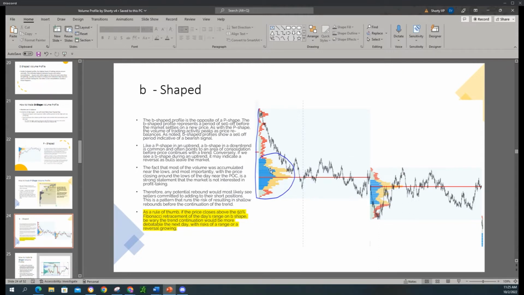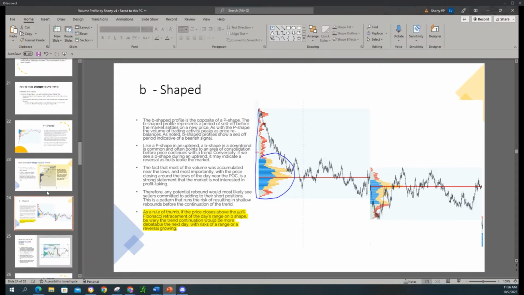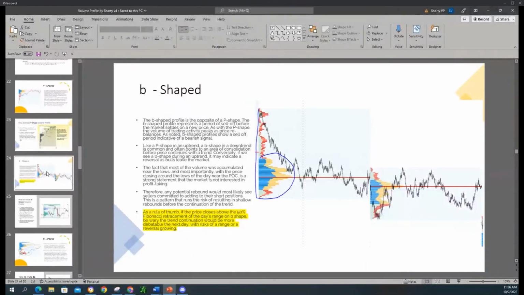So you would need to break some kind of high volume nodes or value area highs here in order to reverse it. But there's a high probability you're going to continue down if you close below 50% on the lowercase b. And vice versa, right? But on a P shape, it becomes more of a 61.8 play for me than anything else. I use 61.8 more in a P shape. That's just my risk preference, though.